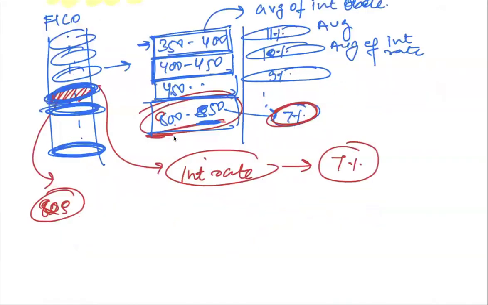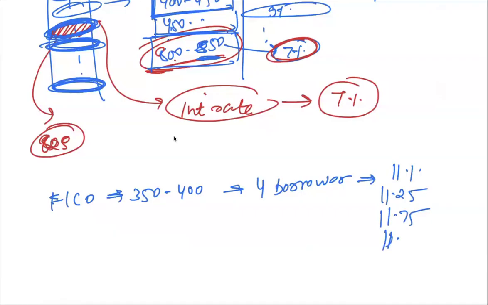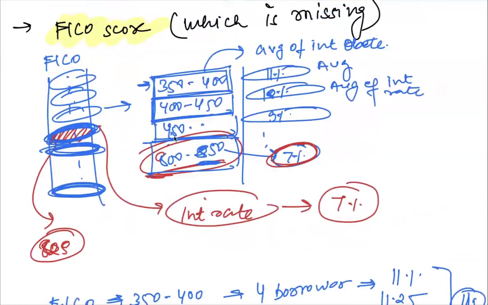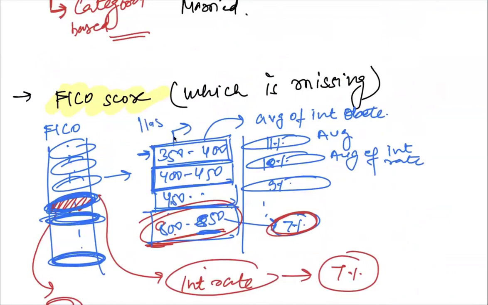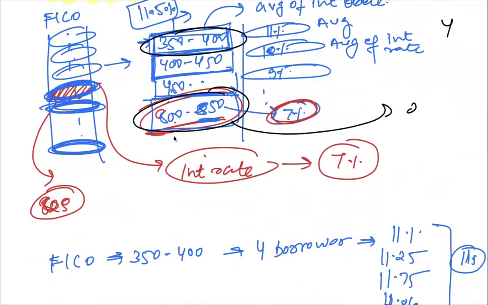Let's say in the FICO bucket of 350 to 400, you found four borrowers, and the interest rates charged were 11%, 11.25%, 11.75%, and let's say 12%. The average is 11.5, so you'll allocate 11.5% to this bucket. So basically I'm first bucketing my FICO score into different buckets, and then checking for each bucket the average interest rate. In this bucket there are four people, in this bucket there are 20 people, and I calculate the average interest rate for each.